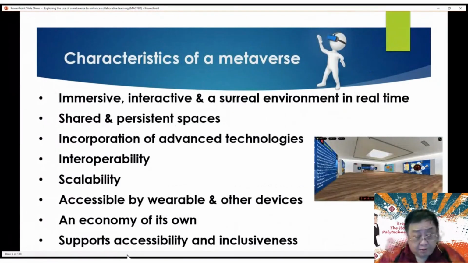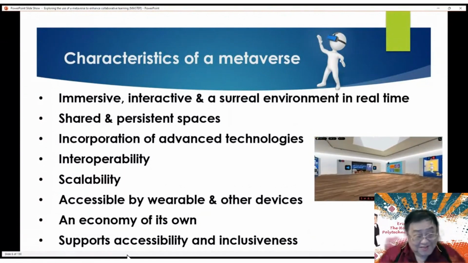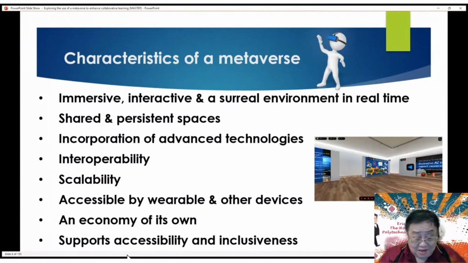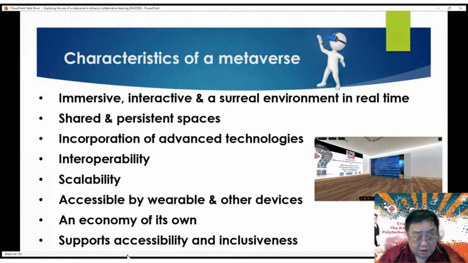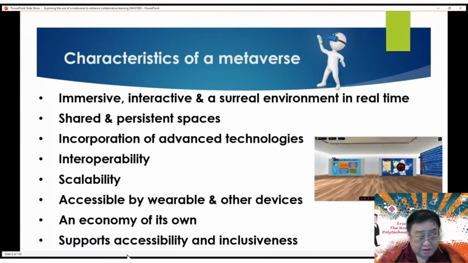Now, we have all heard about the metaverse. I'm not sure whether you have personally experienced one. You will have an opportunity towards the end of this seminar today, and hopefully that's going to be exciting for you. We can all go into a metaverse and I continue to present in there.